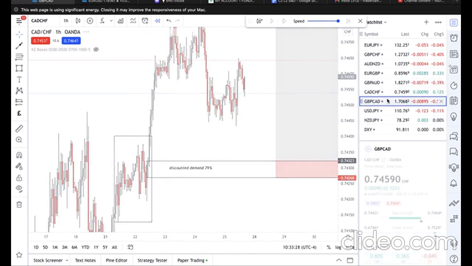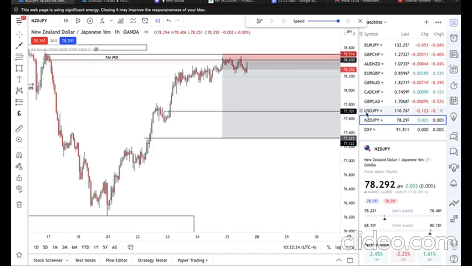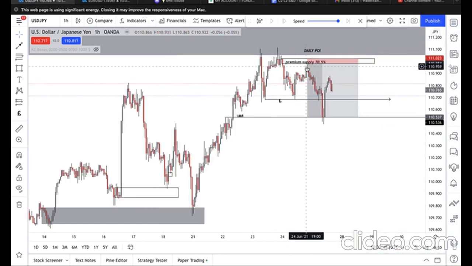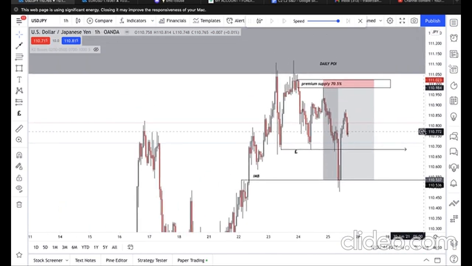Pound CAD. I already showed you guys this example. NZDJPY. Wide premiums, perfect. This is an example of a premium supply. Sweet.